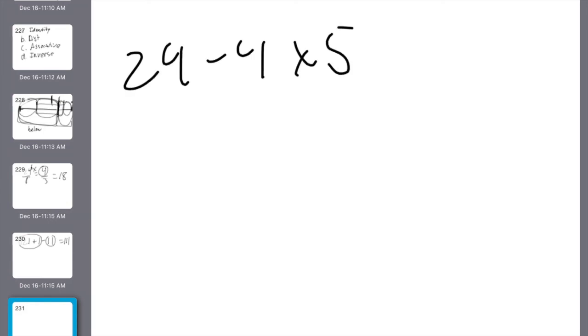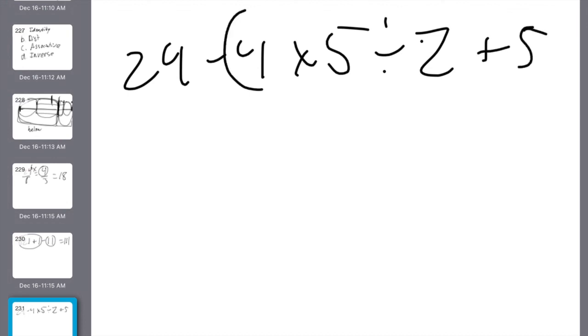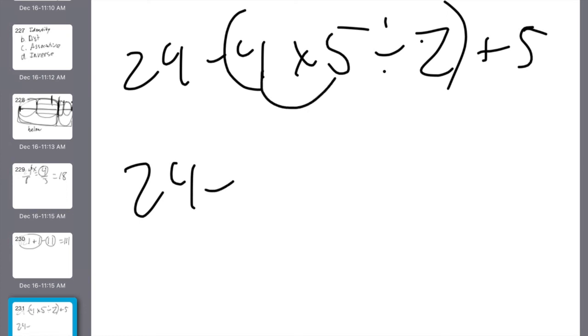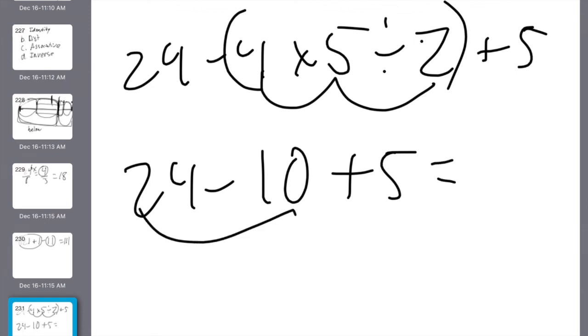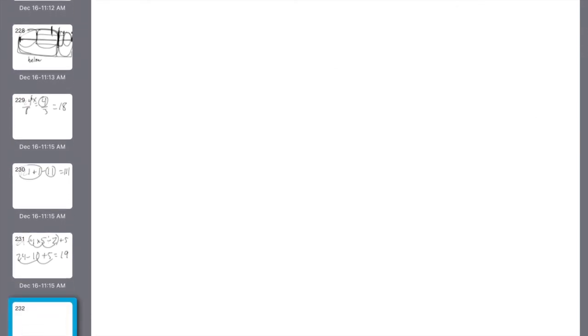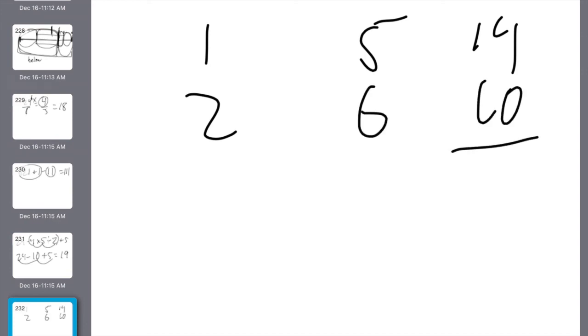24. Writing it out goes 24 minus 4 times 5 divided by 2 plus 5. Notice the multiplication and division. So 24 stays minus the math. 20 divided by 2 is 10 plus 5. 14 plus 5 is 19. That was 24, cruising to 26. 26 says 1 week plus 5 days plus 14 hours, 2 weeks, 6 days, 10 hours.